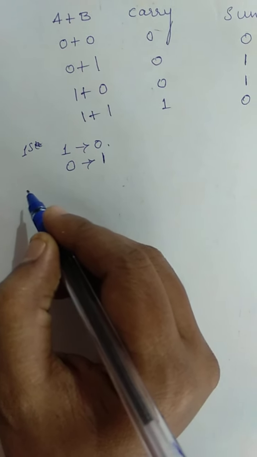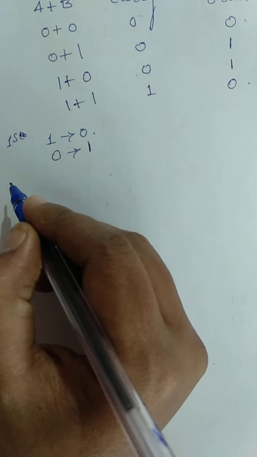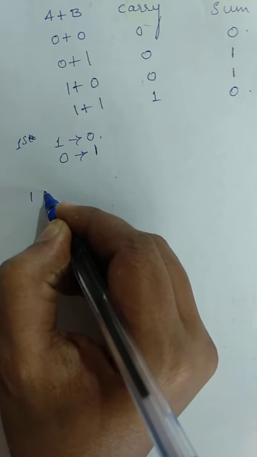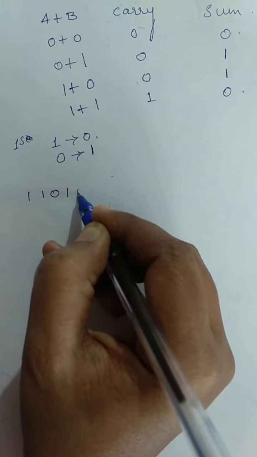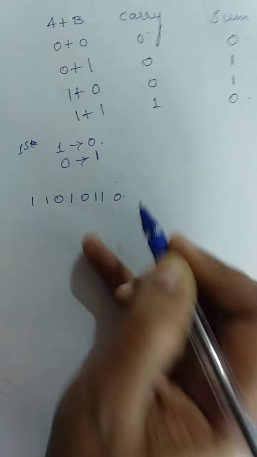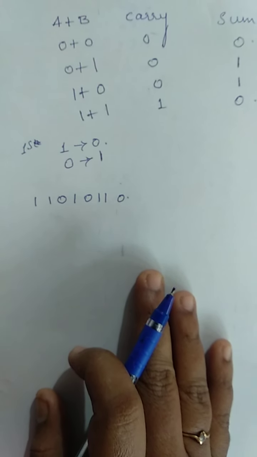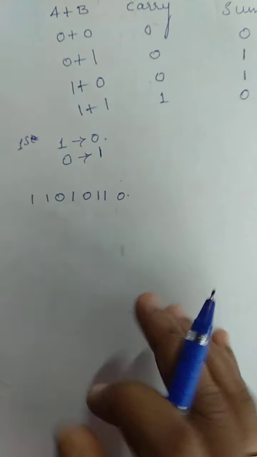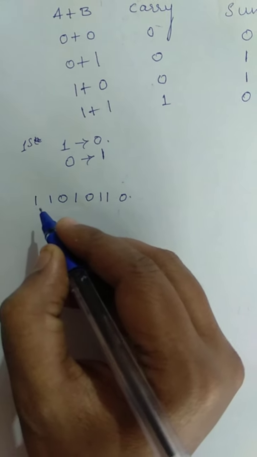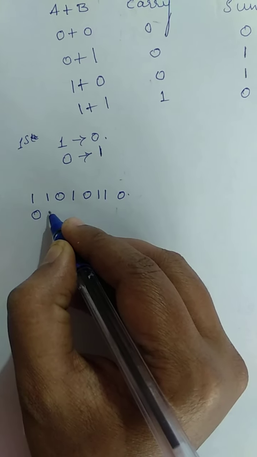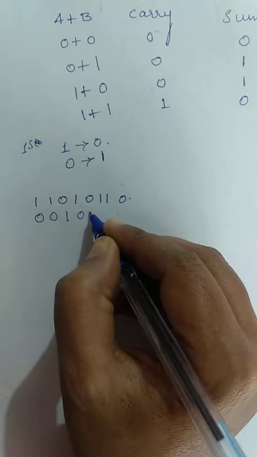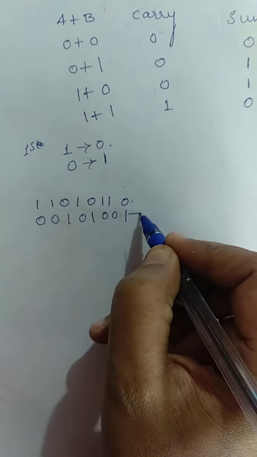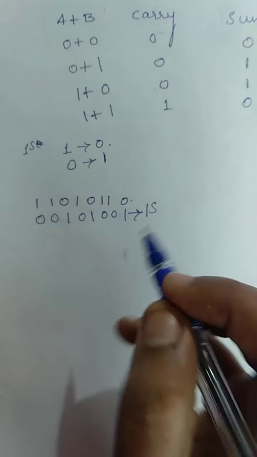So let's see the example of 1's complement. That is 1 1 0 1 0 1 1 0. As I said, wherever 1 is there, write it as 0. Wherever 0 is there, make it as 1. So the 1's complement is 0 0 1 0 1 0 0 1. This is the answer for 1's complement.